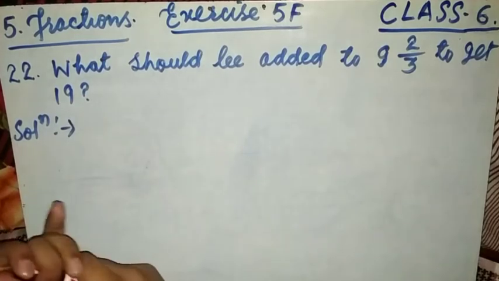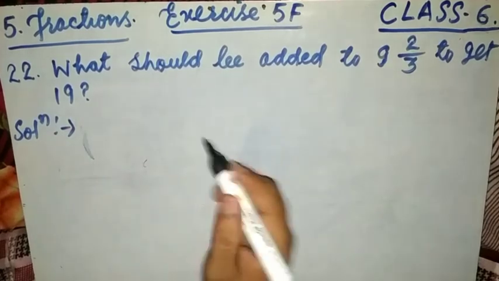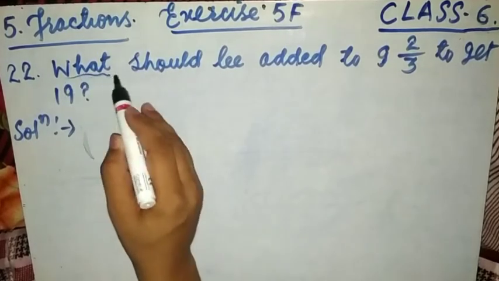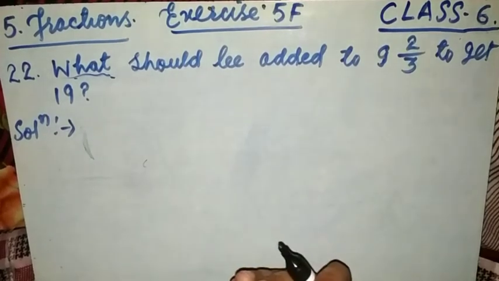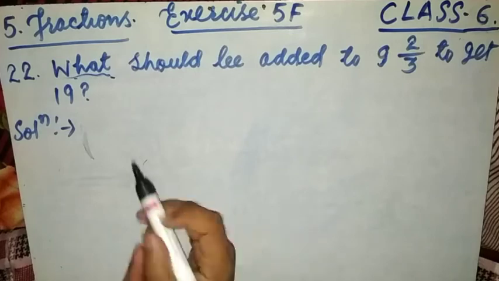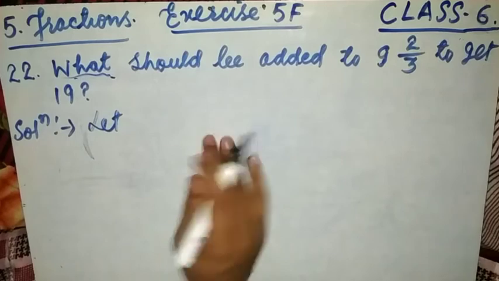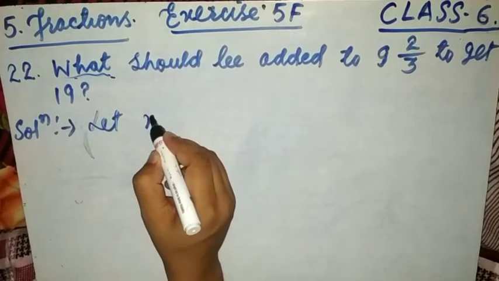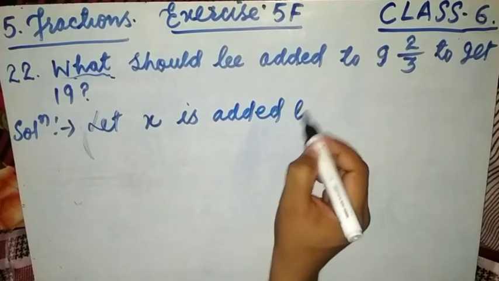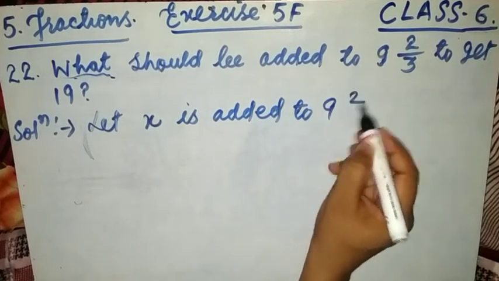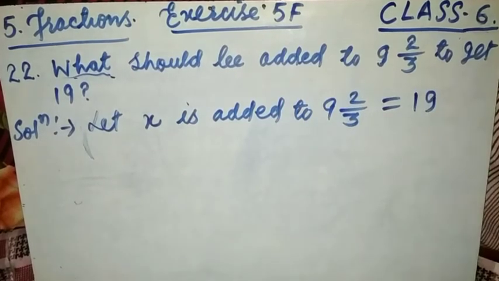So now there is a statement. According to the question, first we have to suppose what number should be added. That means the question says what number should be added. These are questions on the number system. Now let us consider that a number x is added to 9 2/3 to get 19, that is, equal to 19.